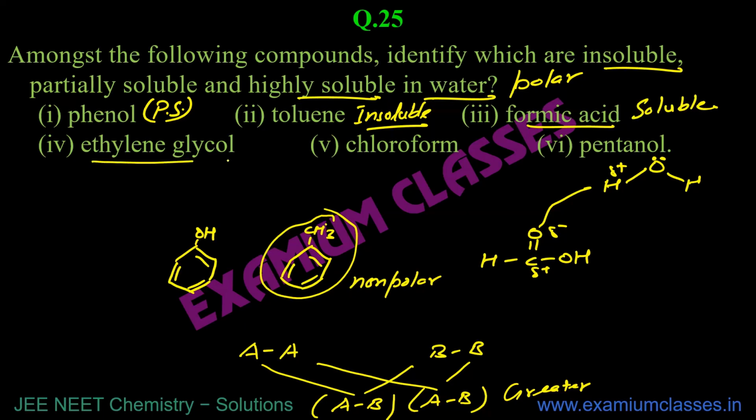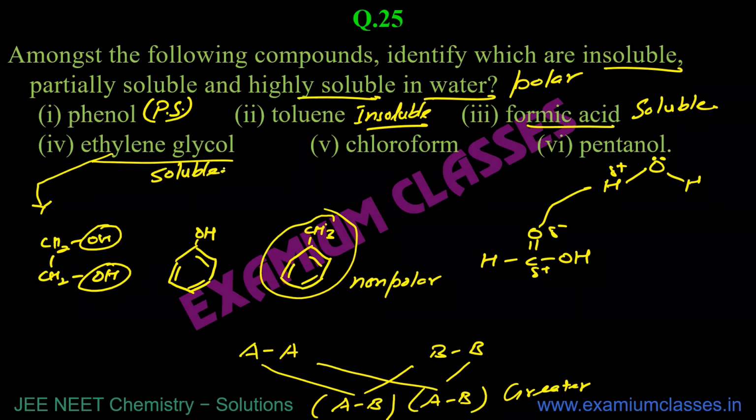Then the next, ethylene glycol. In ethylene glycol also, you have CH2OH, CH2OH. There are two OH groups here. Both will form hydrogen bonding with water. It means it will be soluble. And again, negligible hindrance. CH2, CH2 are very small groups.